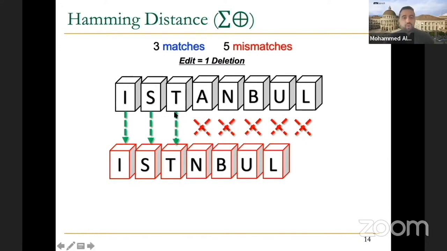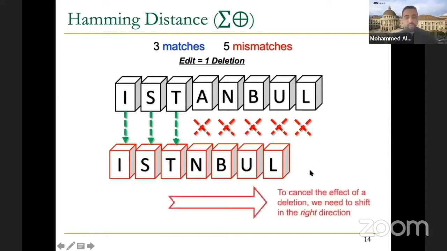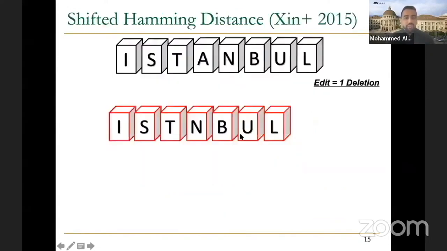So what is the cause of this high number of mismatches? It is the deletion, right? Because we deleted 1 character from here, all trailing characters from there are shifted by 1 step to the left side. So how can we solve this? One idea is probably to shift these trailing characters to the right side, then we can do the comparison correctly, right?